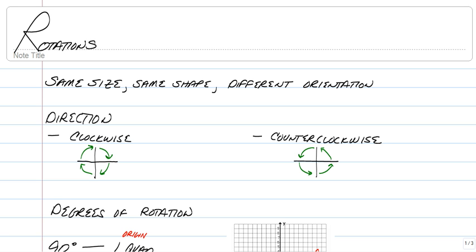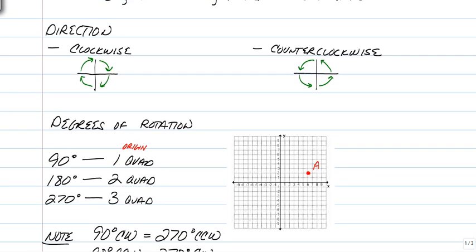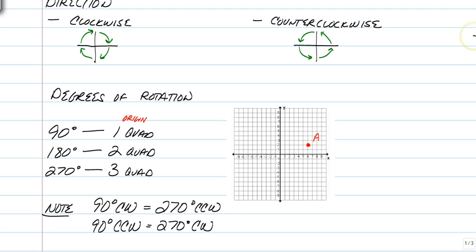Now there's a couple of different directions we can rotate things. We can rotate them clockwise, or we can rotate them counterclockwise. Now, all you really need to think about is one quadrant at a time if we're going to rotate about the origin, okay? Now we have three different types of degrees of rotation that we're going to work with.